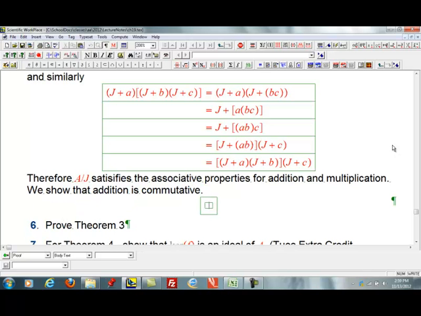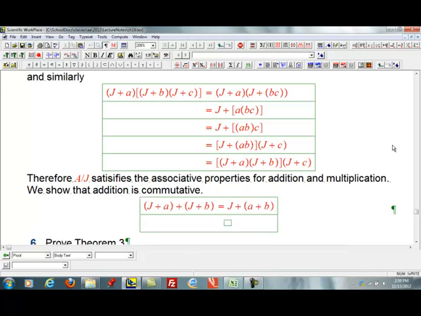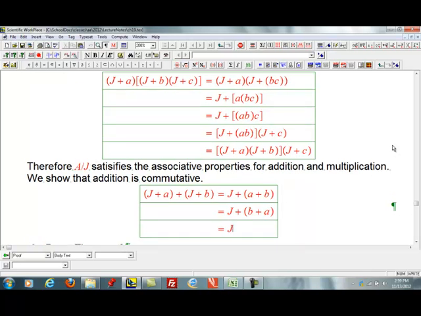So how do we show addition as commutative? What does commutative mean? Changes order. We reverse the order. So we have J plus a, we want addition, J plus b. Apply that, that becomes J plus (a plus b), but since A is a ring, it satisfies the commutative for addition, so we can have b plus a inside our parentheses, and then that becomes J plus b plus J plus a.